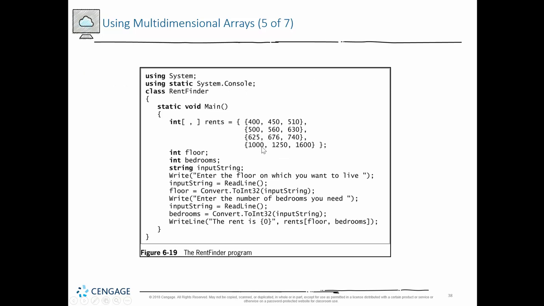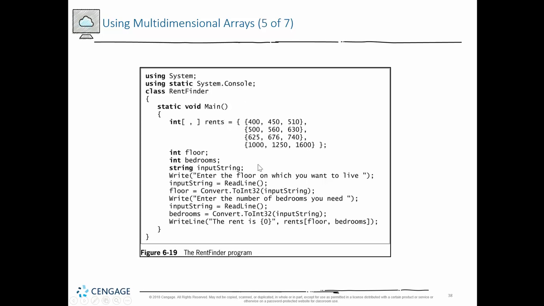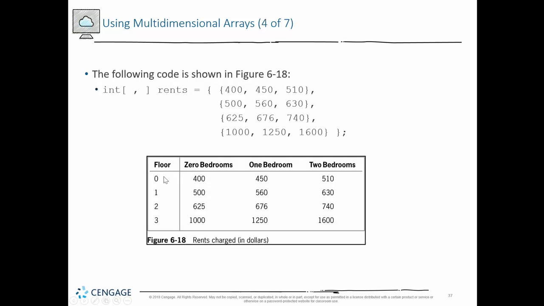So here's an example. They call it Rent Finder. And it looks like the higher up you live, I think, the more expensive the apartments are. All right, so he says, what floor do you want to live on? So that's on the ground floor with no bedrooms, with 1 and with 2 bedrooms, first floor, second floor, third floor, so the highest is the 3rd floor with 2 bedrooms.